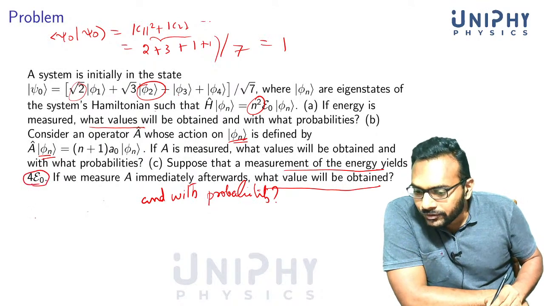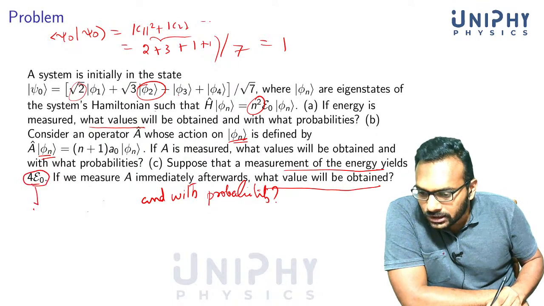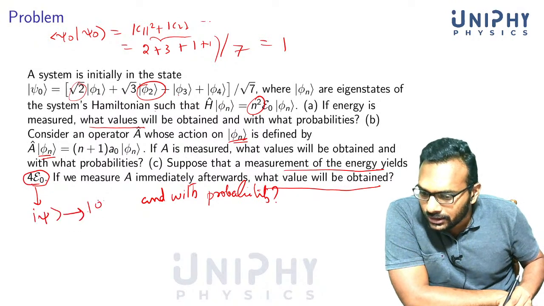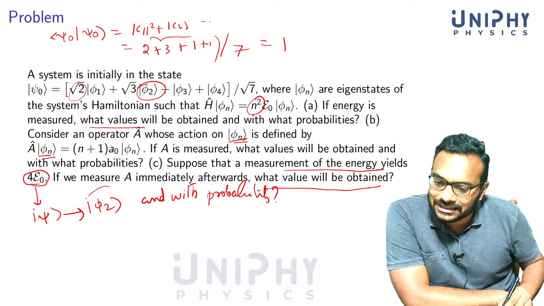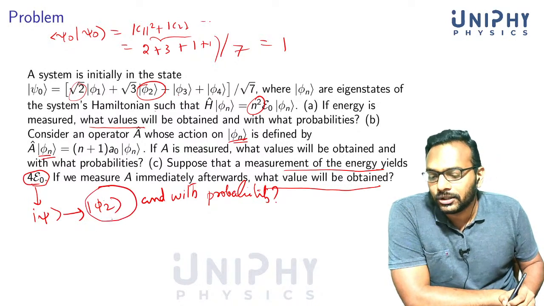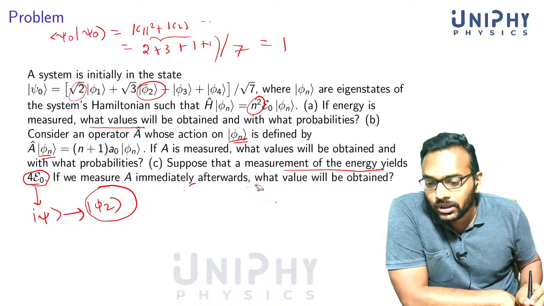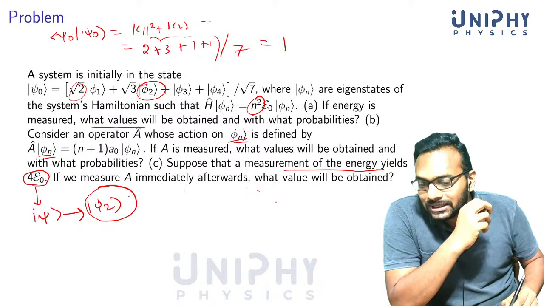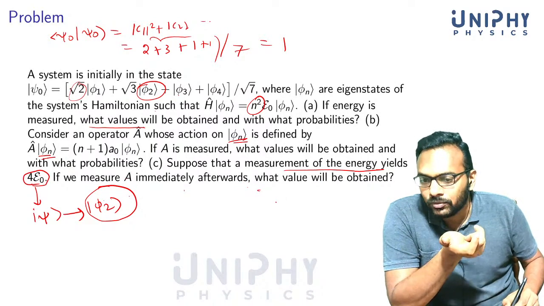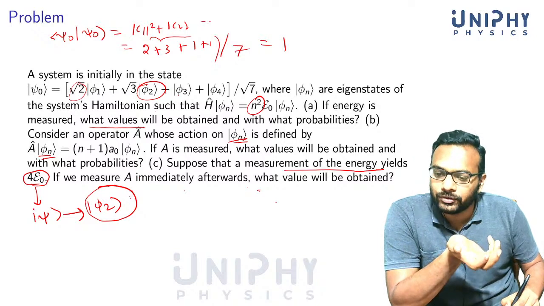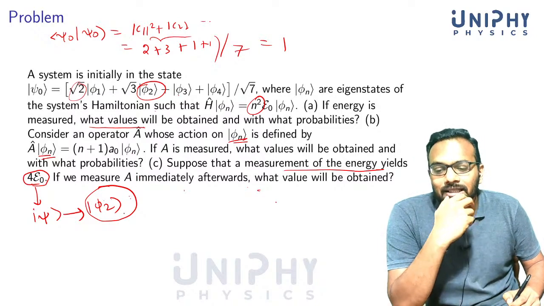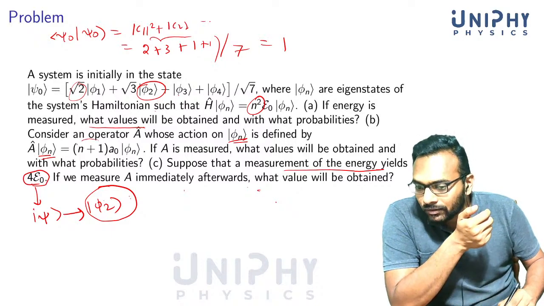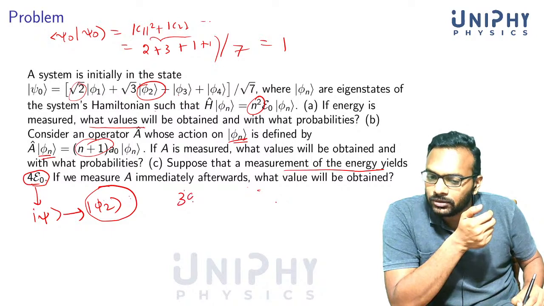So that means that after the measurement, once you measure 4 epsilon 0, the state has reduced to the state phi 2. Now the system is in the state denoted by phi 2. Now you are measuring A immediately afterwards on the same system. If you measure A, what would you get? You would get the corresponding eigenvalue of A. We know that phi 2 is also an eigenvector of A with the eigenvalue 3A0.